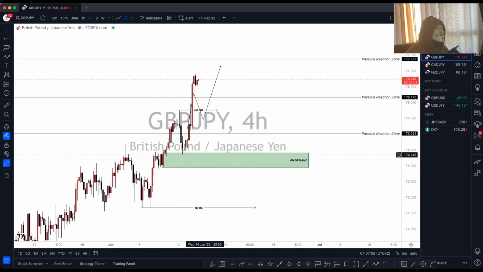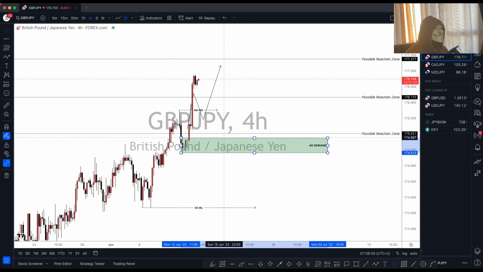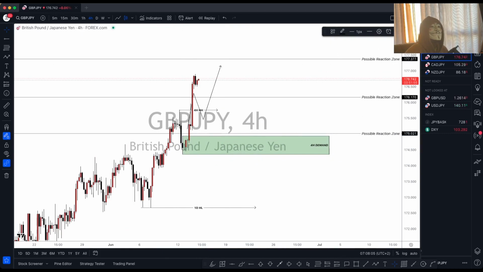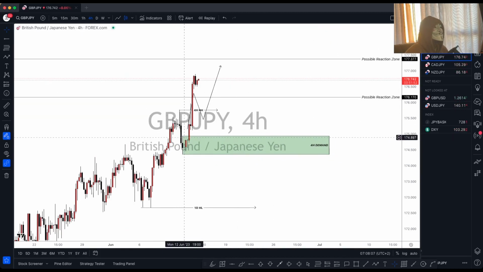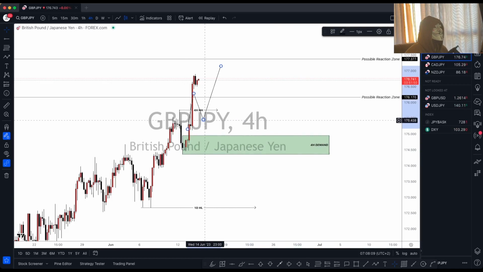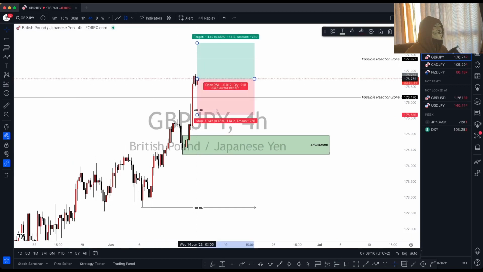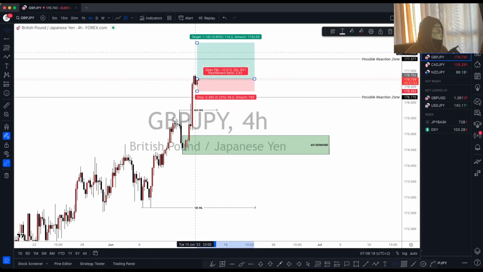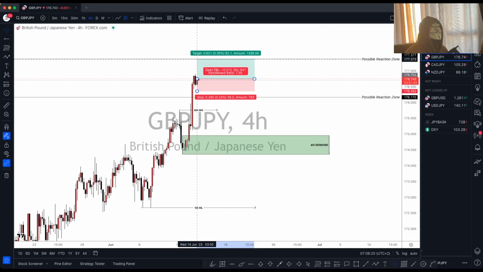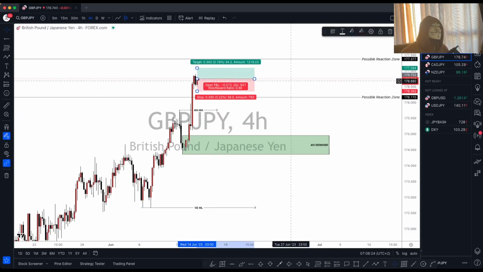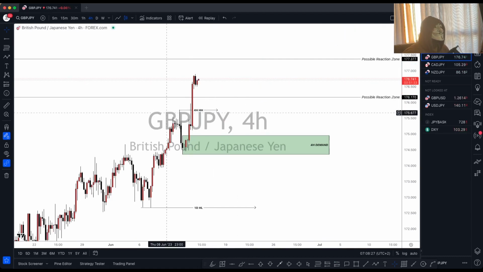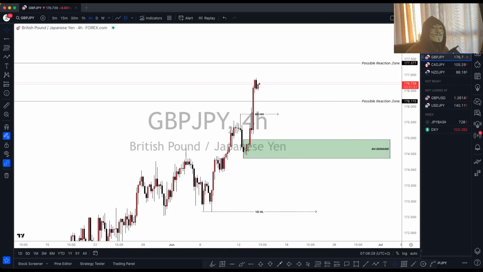Then we have this other big bad one, this one killed us this week. We do have a couple of possible action zones and a couple of demands, but for now we're just going to be looking for another crazy scalp from here before London open, until 177 and probably 17, just a 30 pip move. So those are the three pairs that I'm looking at.